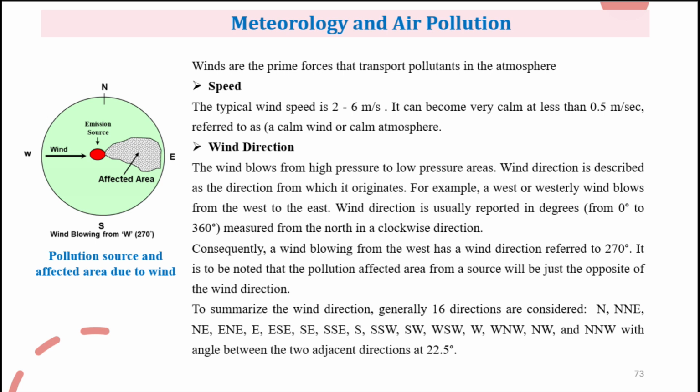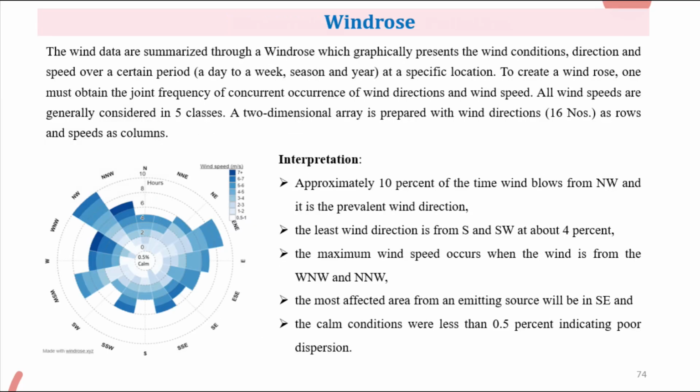For instance, if wind is blowing from 270 degrees, west, it is moving towards the east, impacting areas downwind of the source. To visualize wind data, we use wind roses, which show wind speed and direction over time, divided into 16 categories like north and northeast. Here's what we found. Wind blows from the northwest about 10% of the time, making it the most common direction. The least frequent winds come from the south and southwest, around 4% of the time.